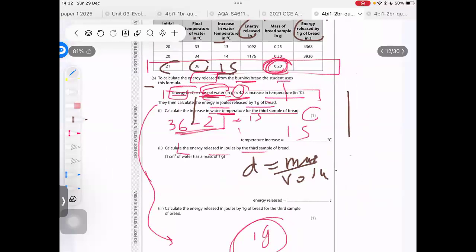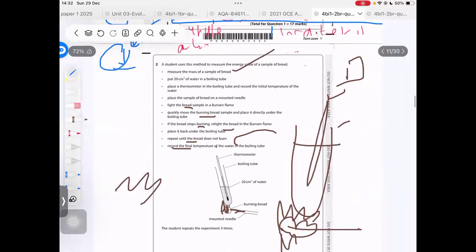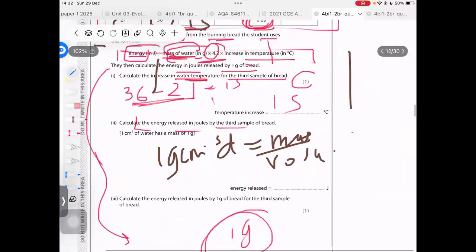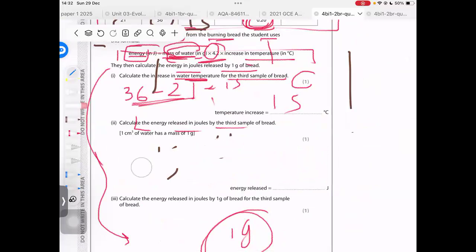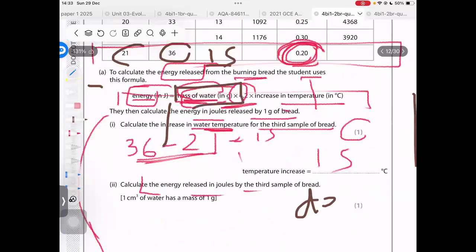The density of water is 1 gram per cubic centimeter. The volume of water, have they mentioned what is the volume of water? Yes, 20 cubic centimeters of water, right? So this is how you find the mass of water, right? So you have to use the density. See, can you see they have asked for the mass of water over here, right?